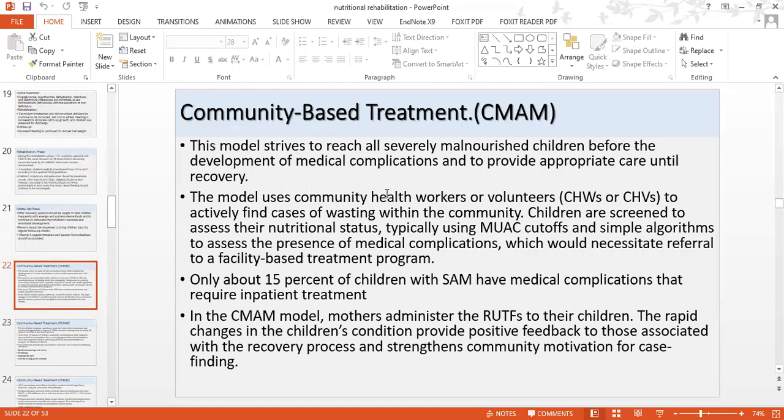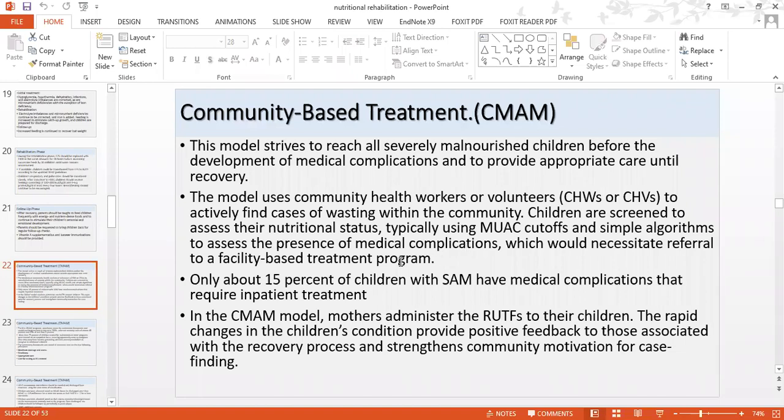Community-based management of acute malnutrition is the model which strives to reach all severely malnourished children before the development of medical complications. This model uses community workers, like here in our country the community midwife or LHWs, to actively find cases of wasting within the community.